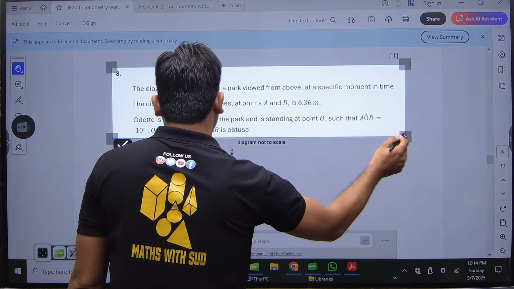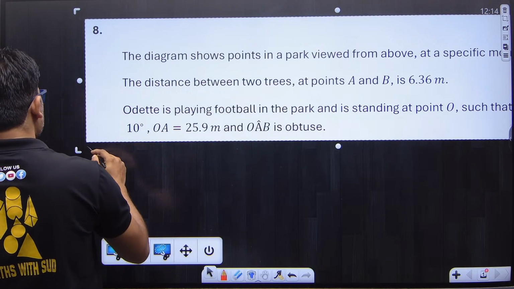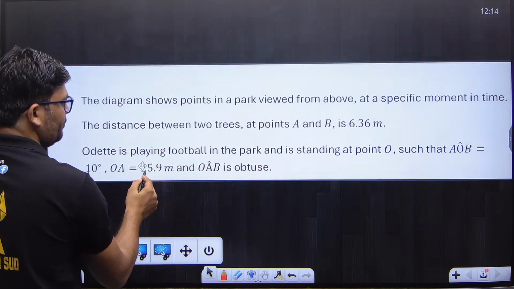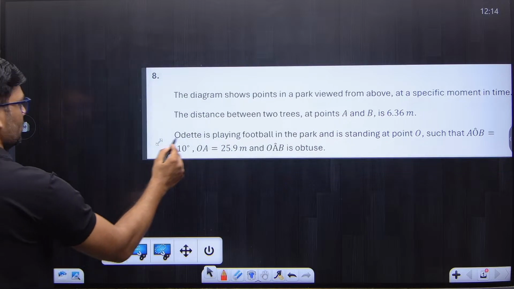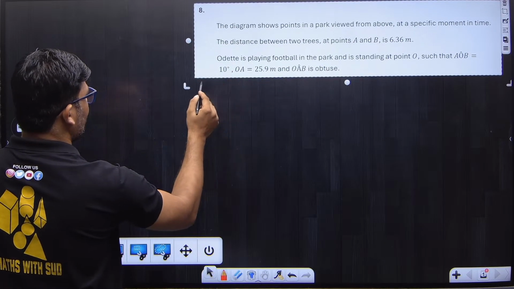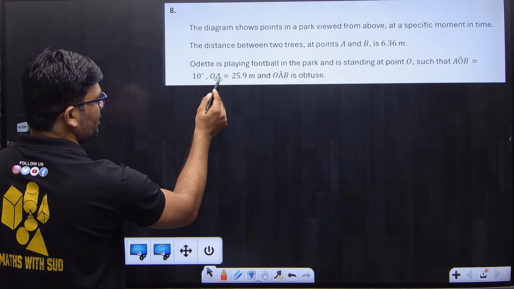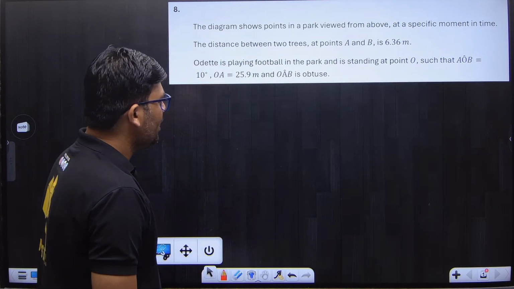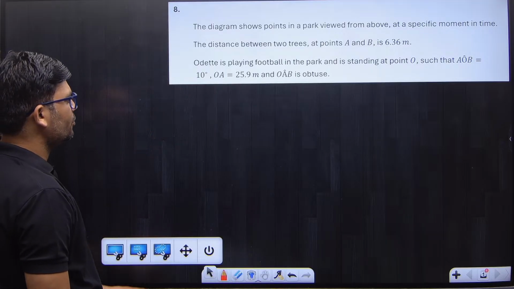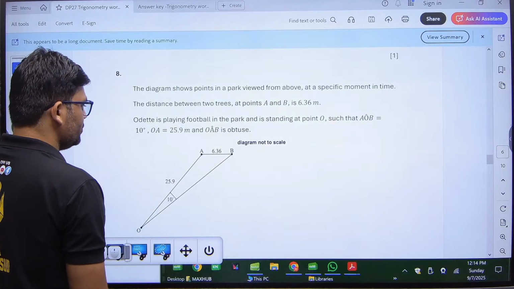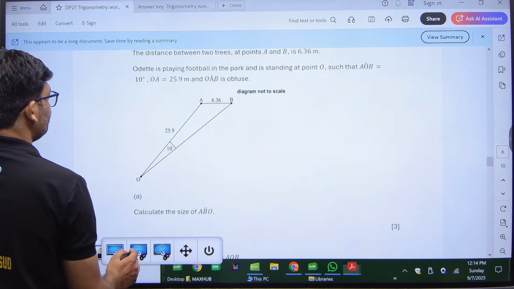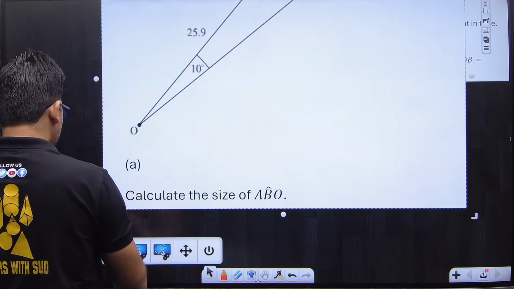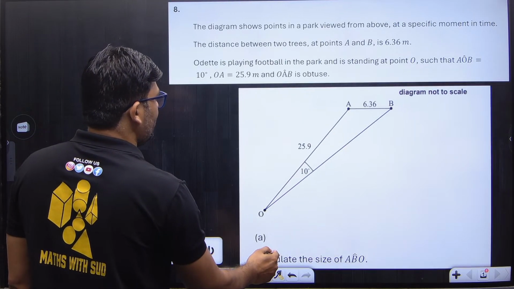Coming to question number 8. The diagram shows points in a park viewed from above at a specific moment in time. The distance between two trees at points A and B is 6.36 meter. Odette is playing football in the park and standing at point O such that angle AOB is equal to 10 degree, OA is equal to 25.9 meter and OAB is an obtuse angle. So the first question asks us, what is the size of angle ABO?